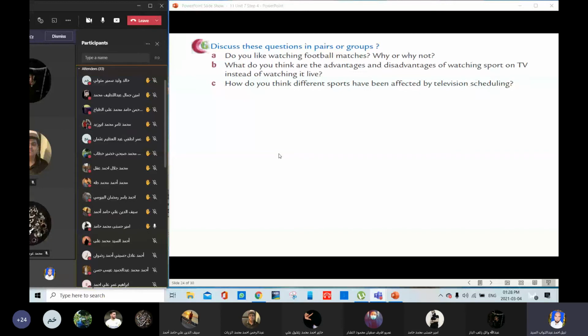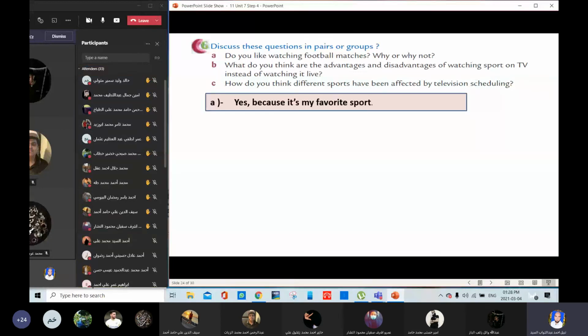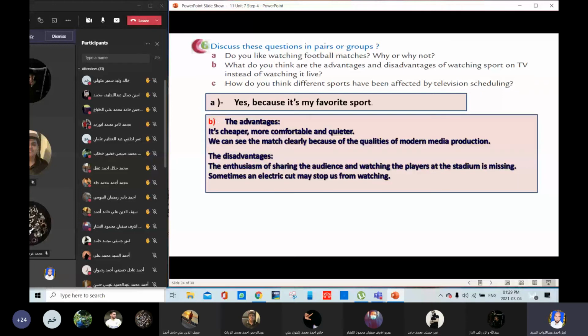I like watching football matches because it's my favorite sport. I feel so happy and excited when I see my favorite football team. I enjoy watching football matches. Here, the advantages of watching sport on TV: it's cheaper, as Abd Rahman said, it's more comfortable and quieter. We can see the match clearly because of the qualities of modern media production.